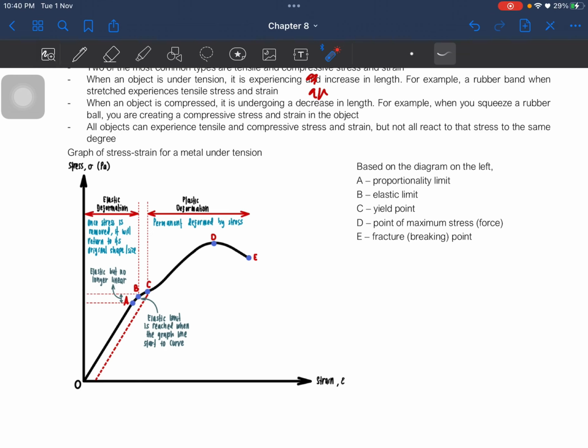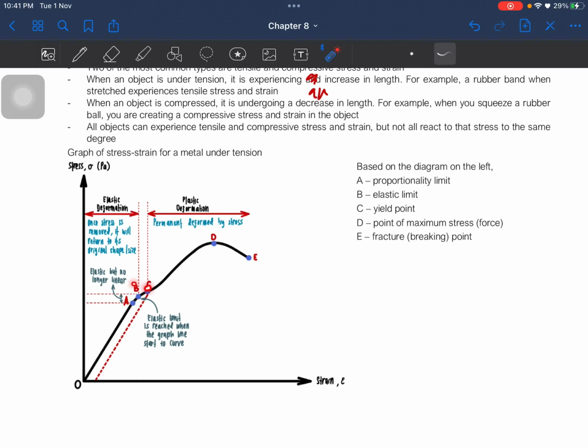So basically at point A, from point O to point A, this is the proportionality limit. So basically kalau dia kena stretch sampai point A je, dia masih boleh go back to its original state. Okay? And then from point A to point B, dia masih lagi elastic but it is no longer linear. Okay? So dia tidak linear sudah sekarang ni. Dia start to curve sudah at this point.